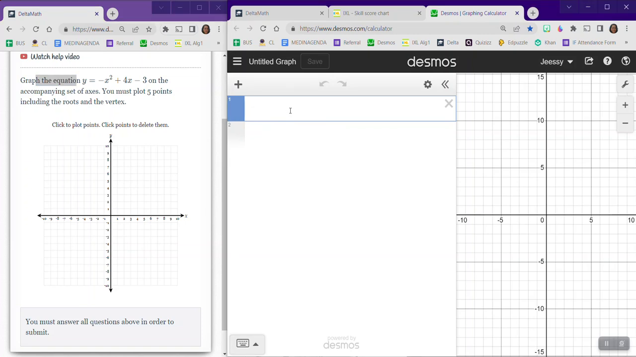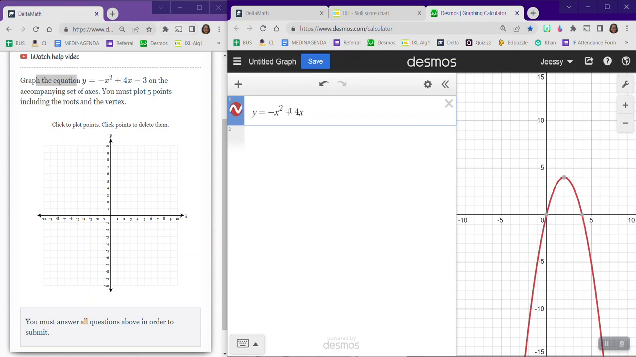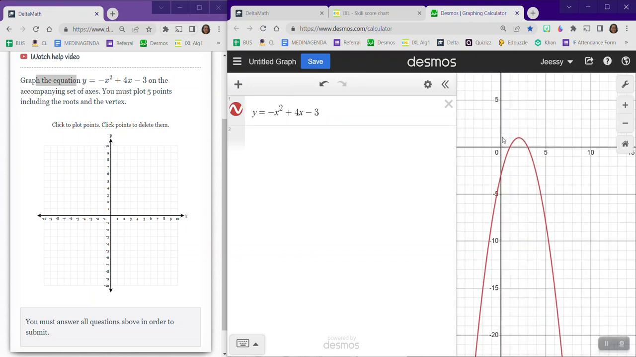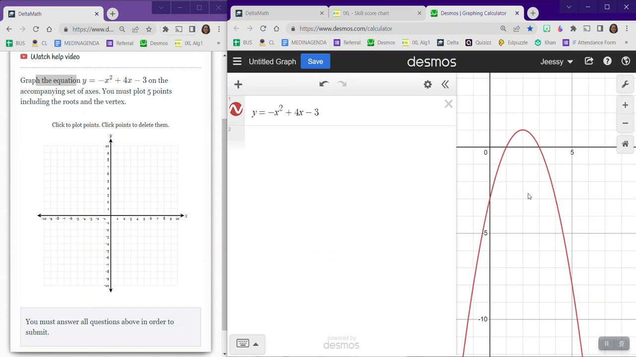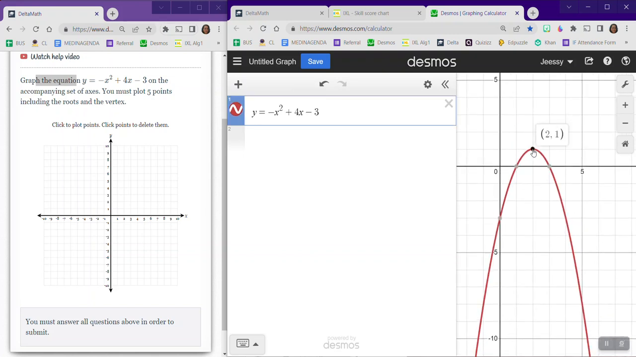Okay, so the first thing you should do is go to decimals. Y equals negative x squared plus 4x minus 3. Then you want to make sure that you zoom in at the right places. And then this is the vertex. So it's going to be 2, 1.